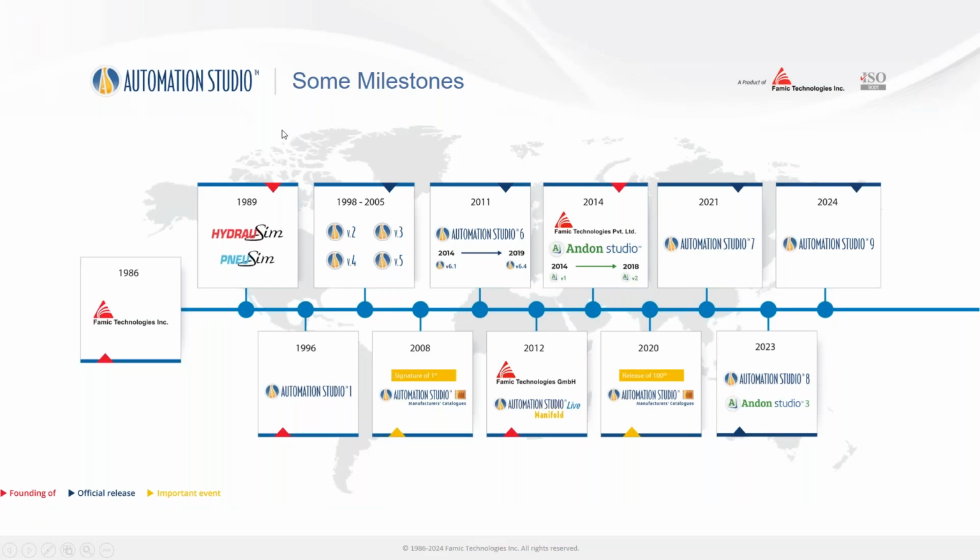We have some milestones. In 1986 we started. In 1989 we had the DOS-based HydroSim and NeoSim. From that, in 1996 we had Automation Studio version 1, and from then we have been continuously upgrading the software and fulfilling customer requirements until today, when we are at Automation Studio version 9.